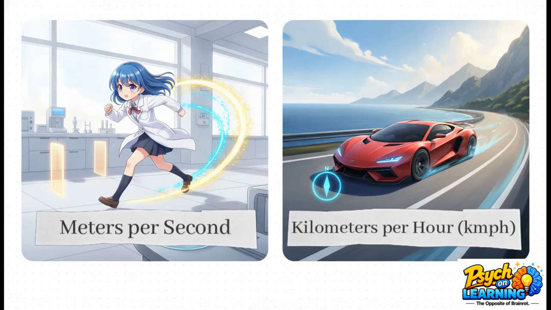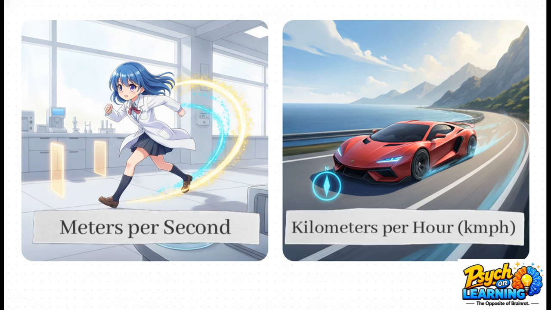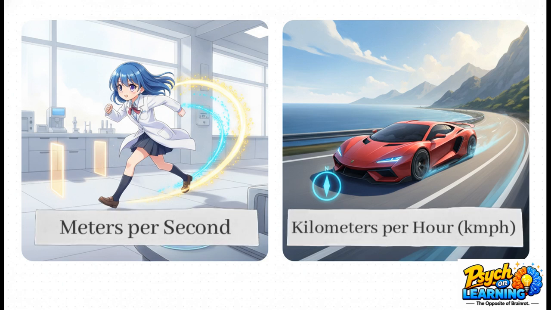Now, when you look at the speedometer in a car, you usually see kilometers per hour, right? And that's exactly what we use for large, everyday distances. But in physics and science class, our gold standard, the Standard International, or SI unit, is meters per second. This basically just tells us how many meters an object moves every single second.